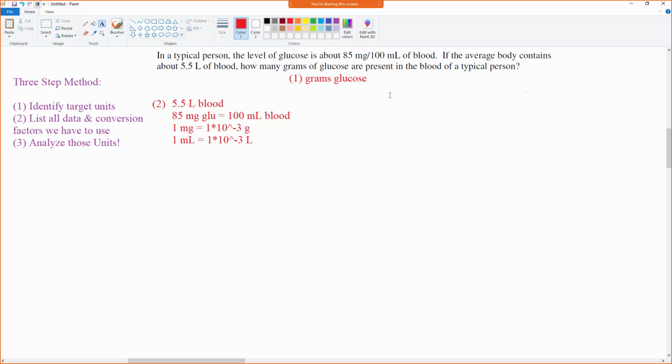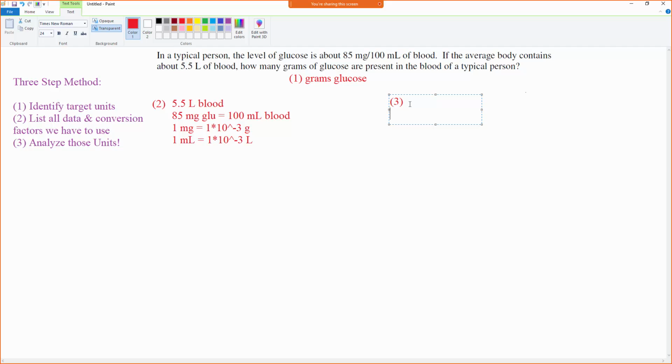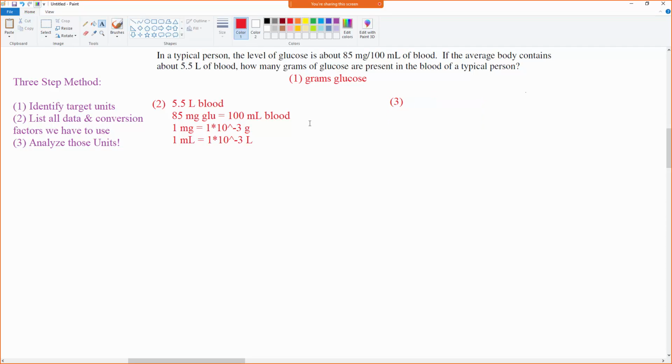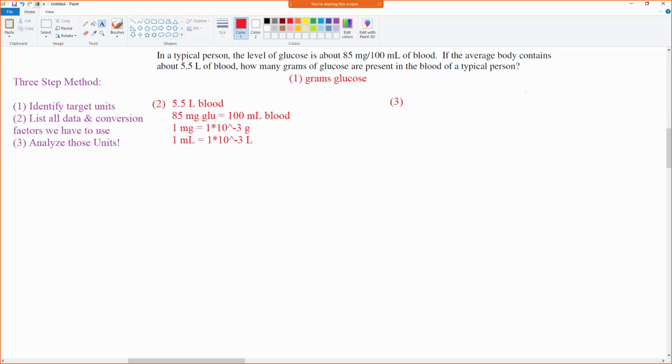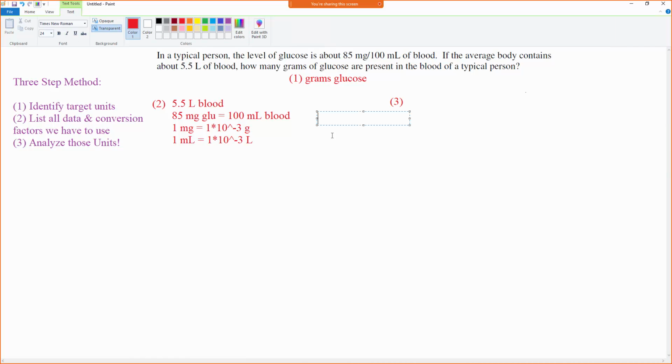what shall we start with? We're doing our conversion. 5.5 liters blood. Oh, Sarah wants to do blood. Danielle and Erica want to do grams of glucose. Okay, hang on a second. And David wants to use the 85 milligrams per milliliter. Everybody wants to start in a different place. We can do it all 3 different ways. But let's see. Because I got 2 votes for grams of glucose, I'll start there. How's that? We can still do it the other ways as well.